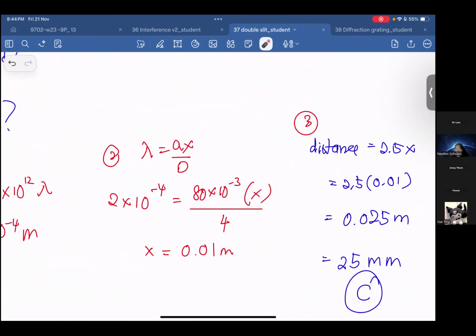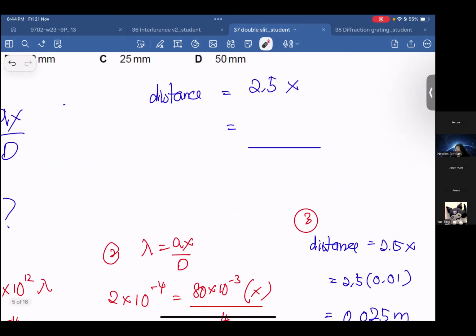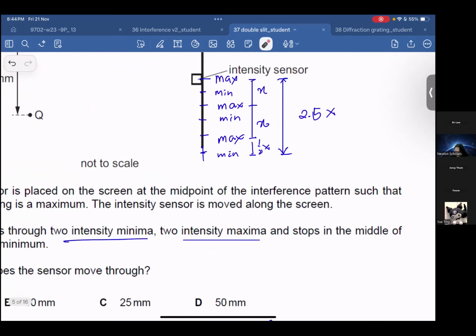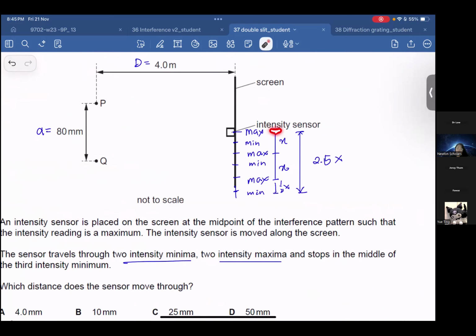It's times 2.5. The x that you get actually is from here. This is called x. Okay, the x I get is 0.01. Another one more x, 0.01. That means 0.02. Then this one, half of it. So at the end, I get 0.025.